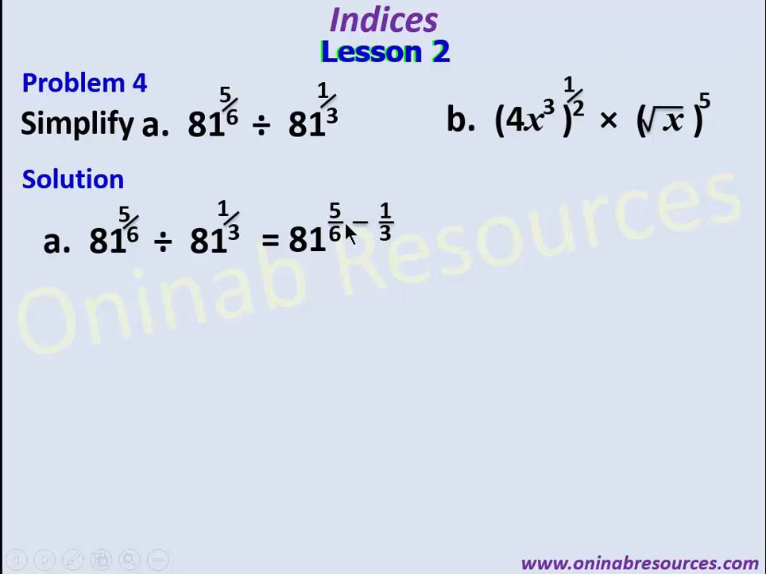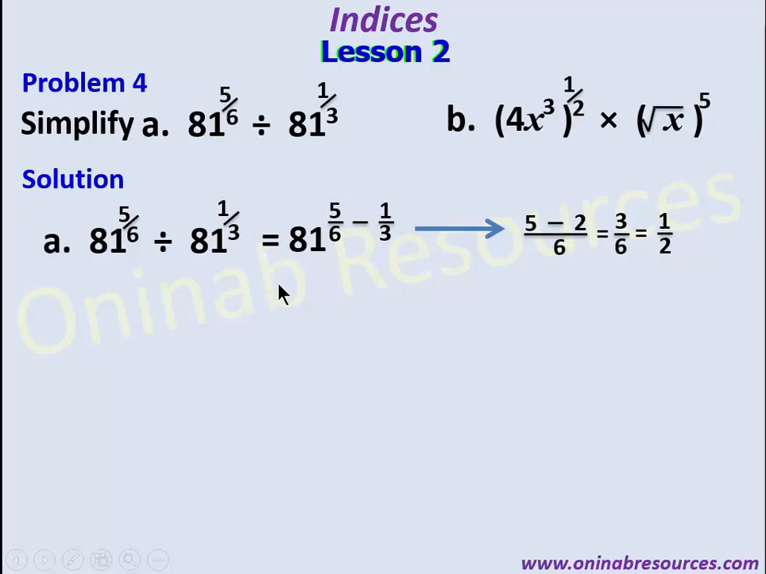Simplifying these fractions, I have the LCM of 6 and 3 to be 6. 6 divided by 6 is 1 times 5 is 5, minus 6 divided by 3 is 2 times 1, which is 2. 5 minus 2 gives 3 over 6, and that gives 1 over 2.